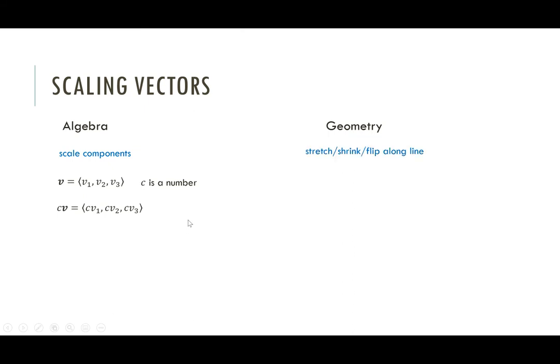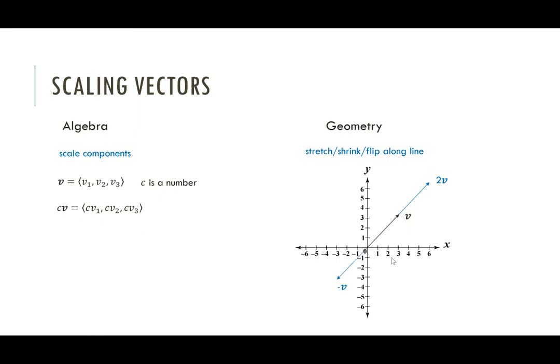So in geometry, scaling means you end up stretching, shrinking, or flipping along the line through your vector. So for example, all right, we've got this vector v, and suppose we want to multiply v by 2. So scaling v by 2, we would get this longer vector in the same line. It just now has double the length of our original vector. If we scaled our vector by -1, that actually flips the vector in the opposite direction.